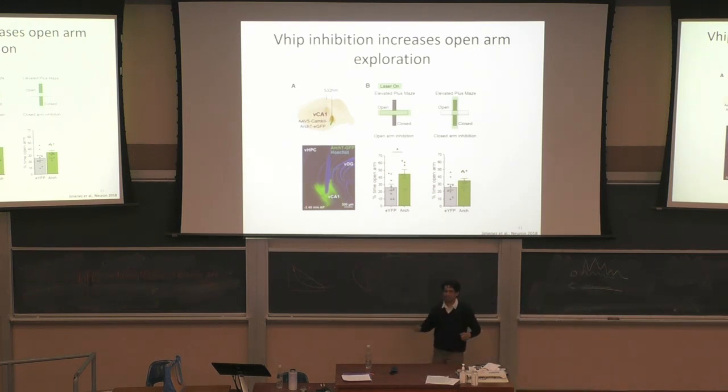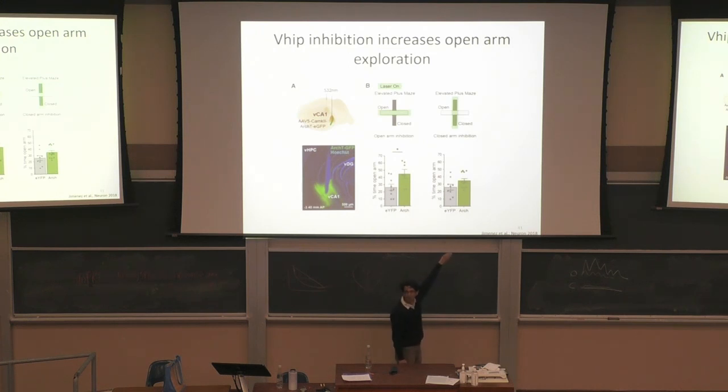In one experiment, they inhibited the region whenever the mouse went to the open arm. And in this other experiment, they inhibited whenever the mouse went into the closed arm. Okay, so when they inhibited when the mouse was in the closed arm, which is the second column, nothing happened.